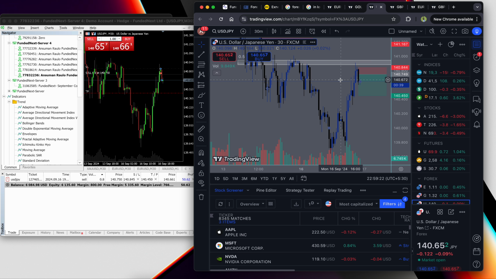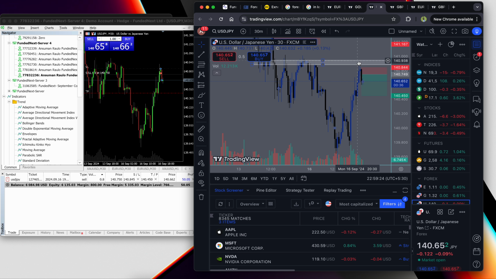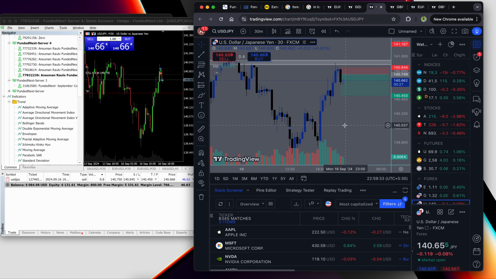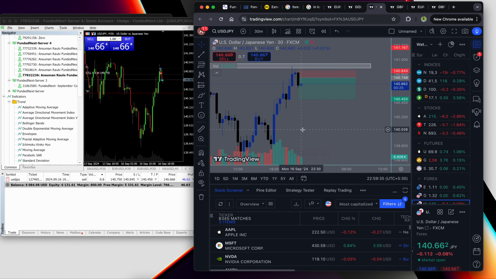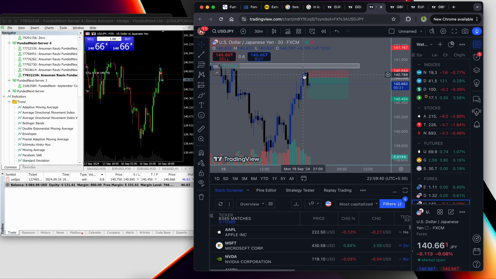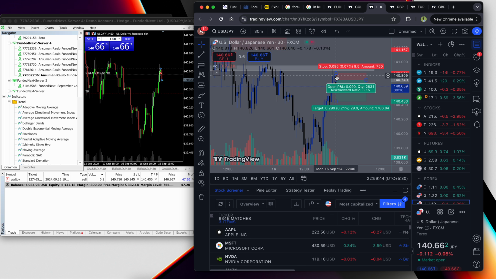entered the supply zone, and from this supply zone it rejected and gave a closing under the supply zone, which is the strong confirmation that I received before placing this trade. So after this candle closing, I anticipated the price to move further and close inside this supply zone, so that I can get a better price to short the market.